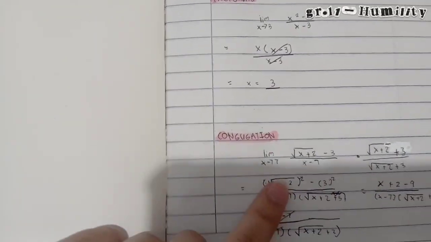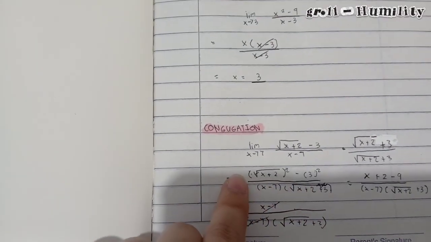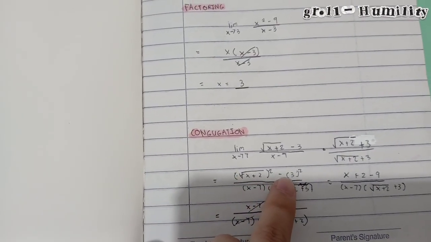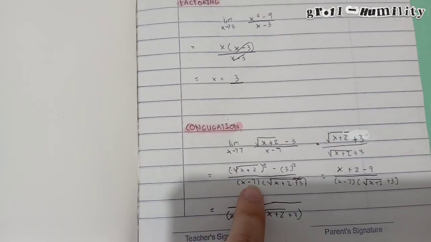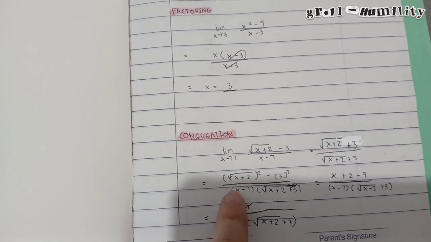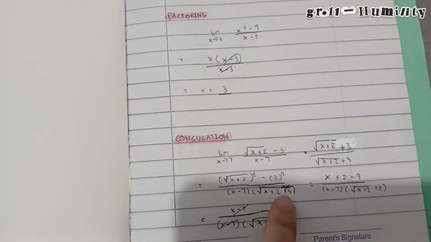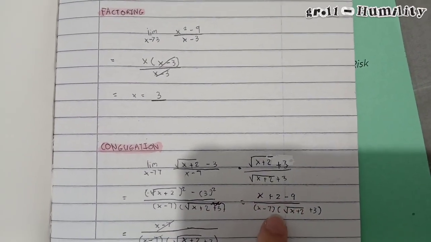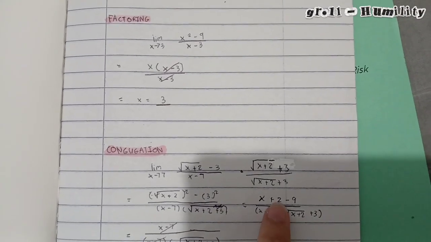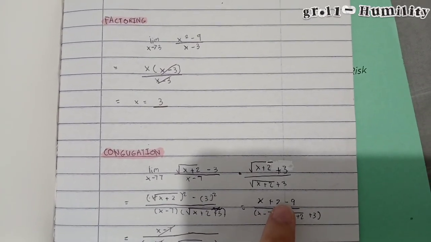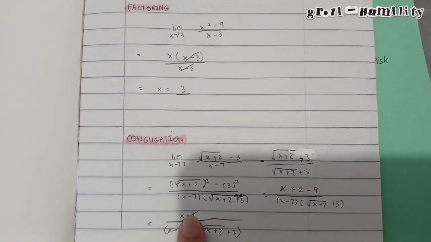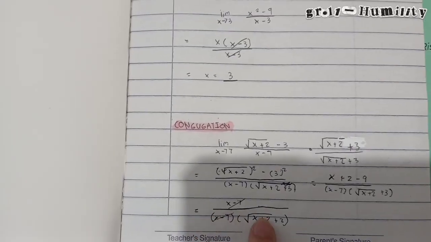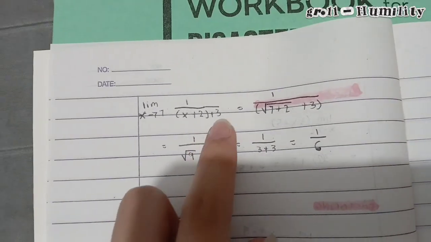So when we try to multiply them, it's like this. It's now the square root of x plus 2 squared minus 3 squared. And in the denominator, we cannot multiply them together either, so it's like this: x minus 7 and the square root of x plus 2 plus 3. And this is what the answer is: x plus 2 minus 9 over x minus 7 and the square root of x plus 2 plus 3. We subtract them together. 2 minus 9 is negative 7. As you can see, x minus 7. Oh, there's another x minus 7. We cancel that out. And this is what we're left with.